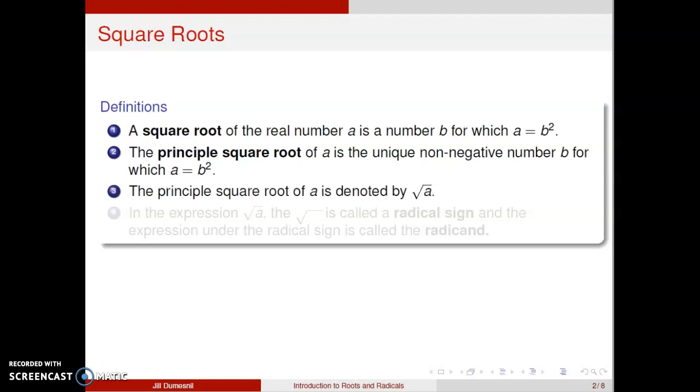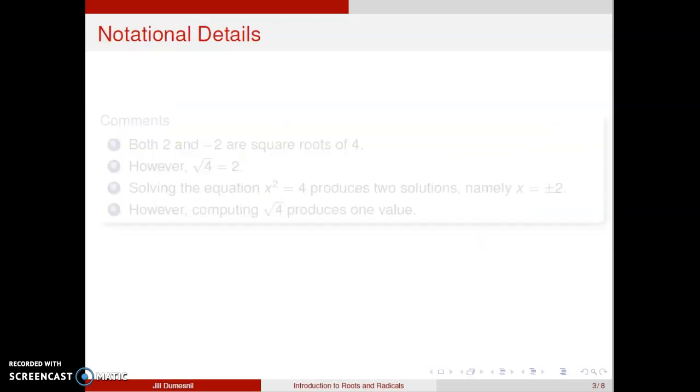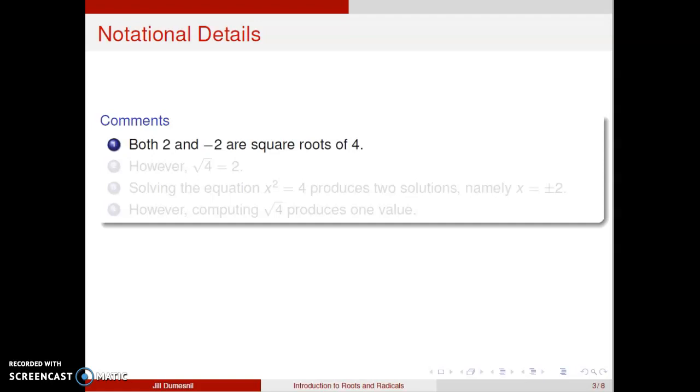The principal square root of a is denoted by a under a radical sign, sometimes pronounced root a or square root a. The root symbol is called a radical sign, and the quantity under the radical sign is called the radicand. We will need to be careful with the notational details. The use of the principal square root sign is sometimes a bit tricky at first.